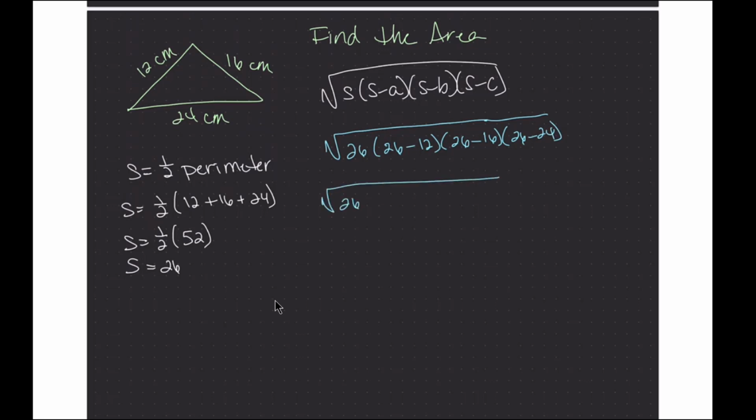So we have 26, and I'm just going to leave it in parentheses for times, right? Times 26 minus 12 is going to give us 14, times 10, times 2. Multiply all those together. I can't do that one in my head. Use our handy dandy calculator for that one. And then when we take the square root, we get approximately 85 centimeters. We're in centimeters. Centimeters squared would be our area.